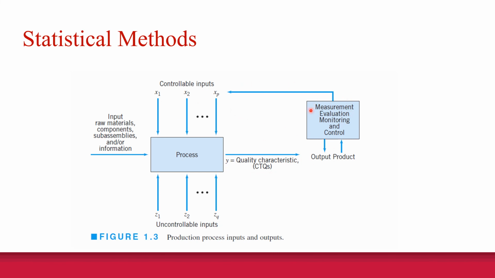So part of the process is measurement, evaluation, monitoring, and control. So what we're going to do is measure the output for some quality characteristic, for example, the length of the product we're manufacturing. We're going to evaluate if it's being manufactured within tolerance, and then we're going to take control and adjust our process to improve our quality characteristic.